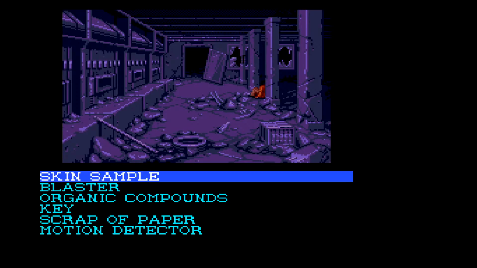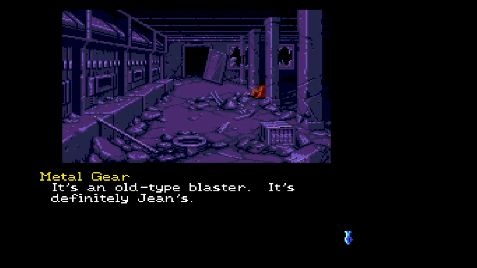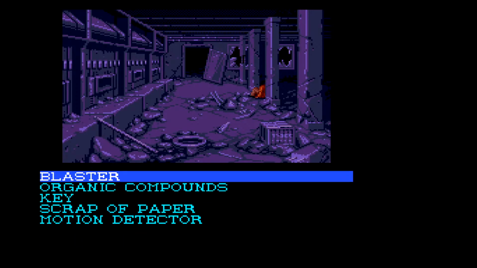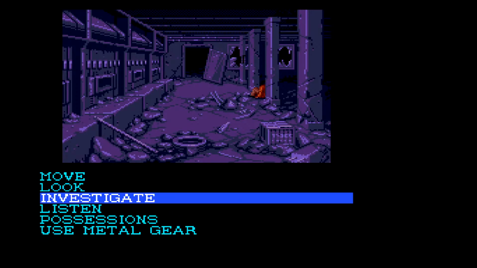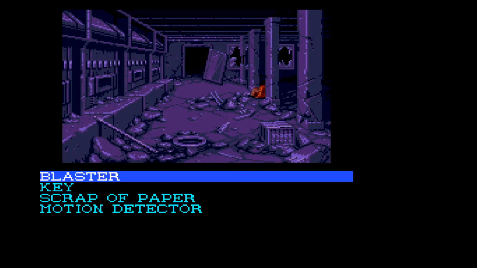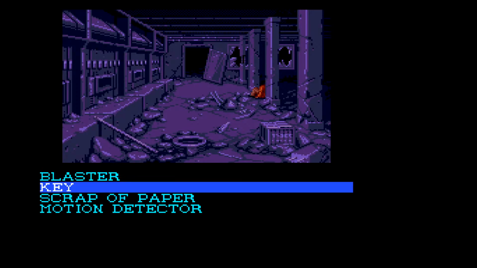Okay, already analyzed the hair sample. Already analyzed the skin sample. It's an old TIE blaster, it's definitely Jean's. It's still warm, he probably fired several shots. Already analyzed, yep. Yeah, he's just gonna repeat that.